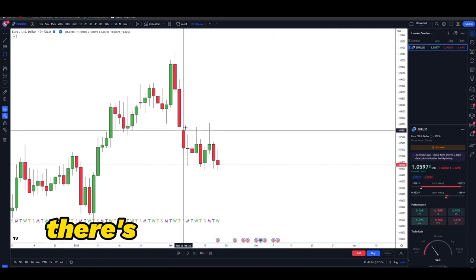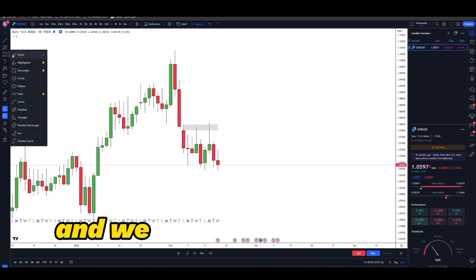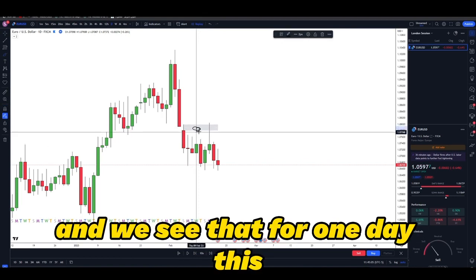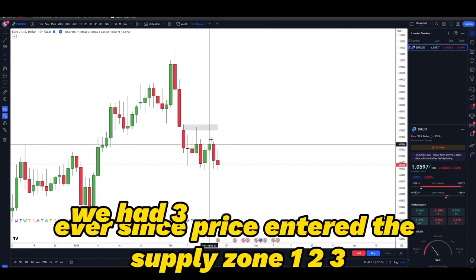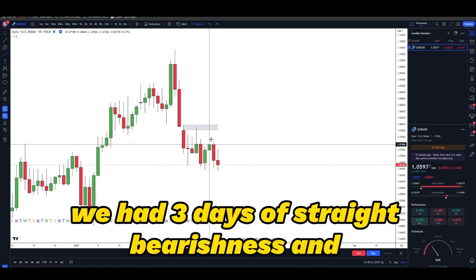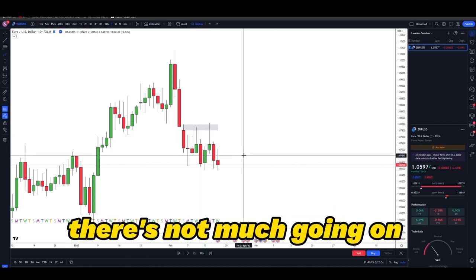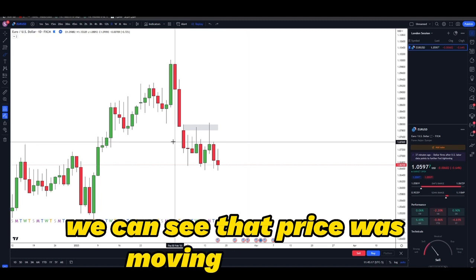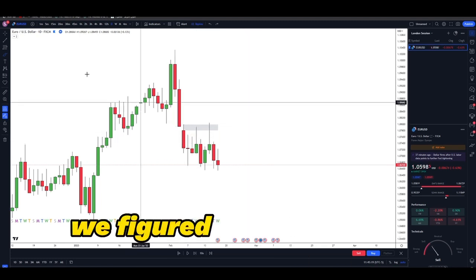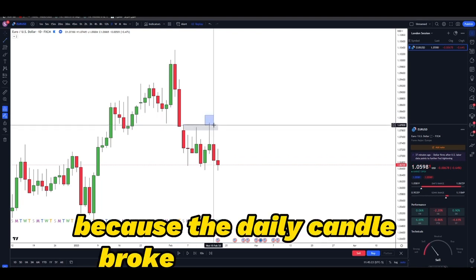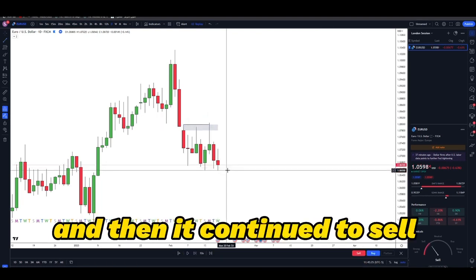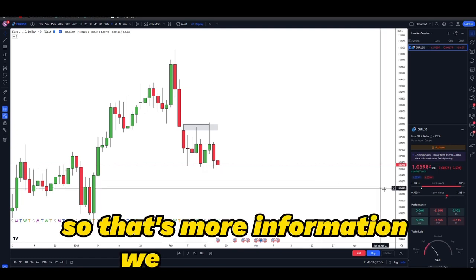So for example, there's a level of supply right here, and we see that for one day, this day right over here, ever since price entered the supply zone, we had 3 days of straight bearishness and consolidation. There's not much going on over here. We can see that price was moving sideways, and later on we figured out that there was actually liquidity here because the daily candle broke above this high and then it continued to sell off. So that's more information we got right there.